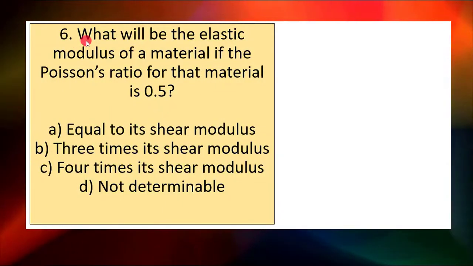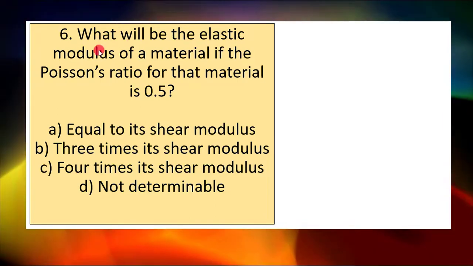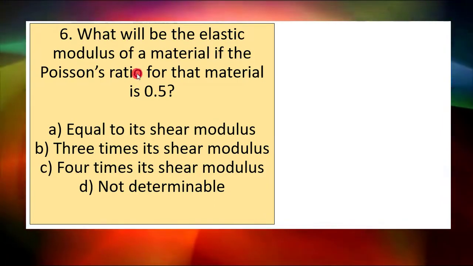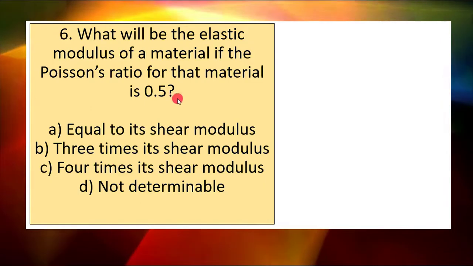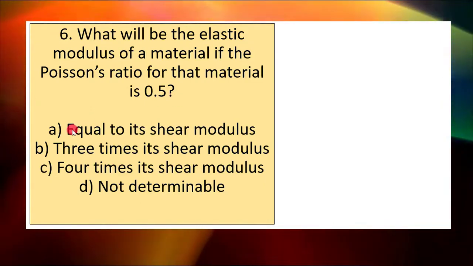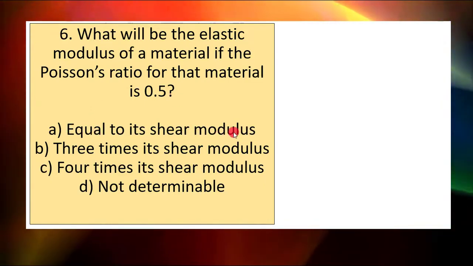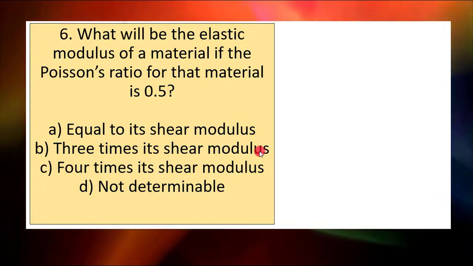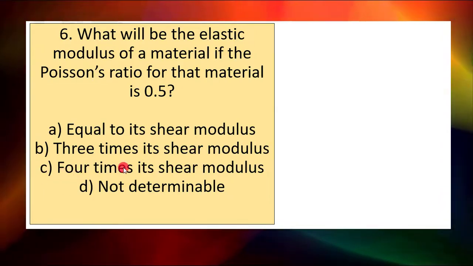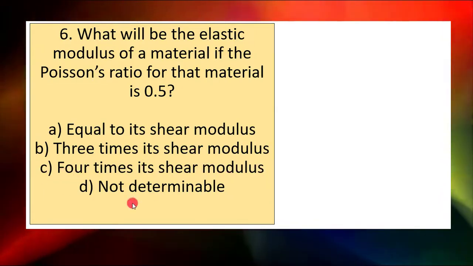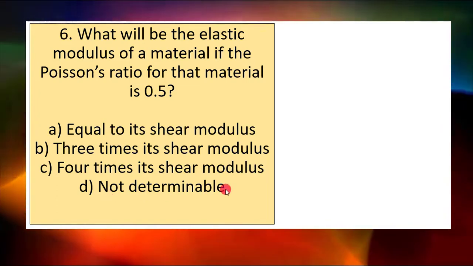Let's move on to the sixth question. What will be the elastic modulus of a material if the Poisson's ratio for that material is 0.5? Option A, equal to its shear modulus. Option B, 3 times its shear modulus. Option C, 4 times its shear modulus. Option D, non-determinable.